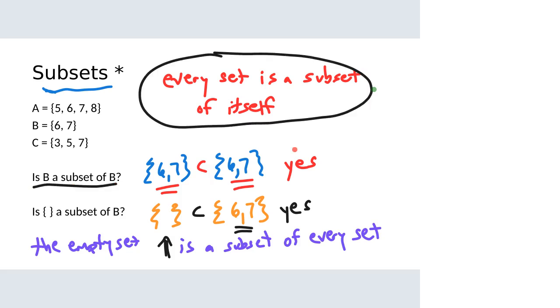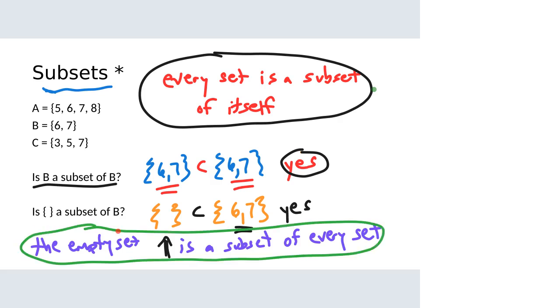So is B a subset of B? Yes, it is. We've come to the other conclusion that the empty set is a subset of every set. So is the empty set a subset of B? Yes, it is. Because there's nothing that wrecks it. We can discuss that more if you want to.